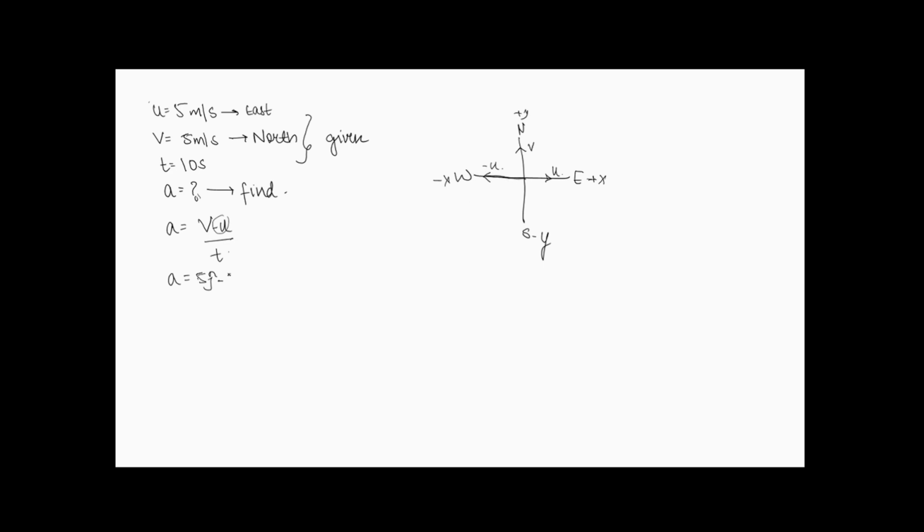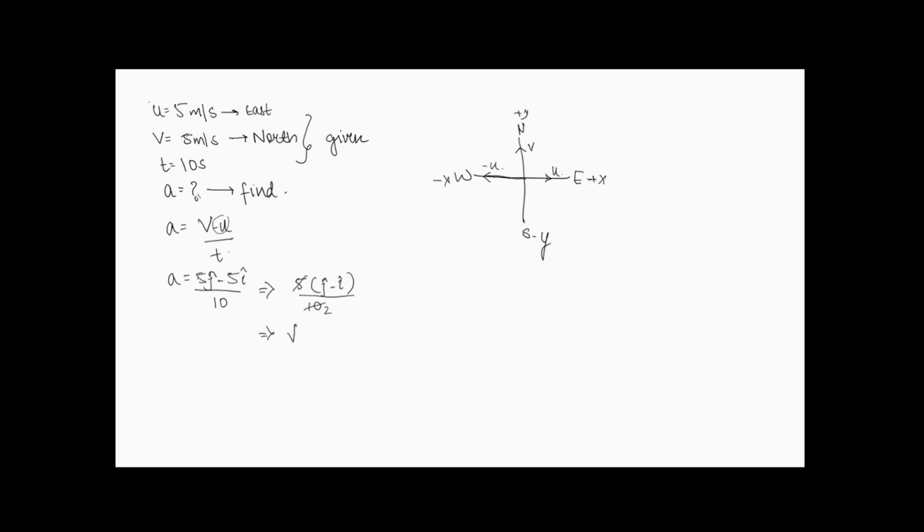So minus 5. It's in x-axis, so i cap, by t, time is 10 seconds. From this we can take 5 common. (j cap minus i cap) by 10. 5 ones, 5 twos. So this is (1 j cap minus 1 i cap) by 2.